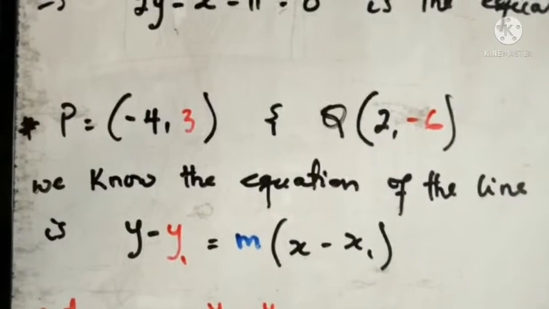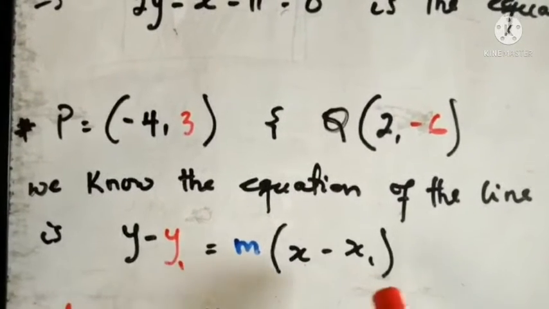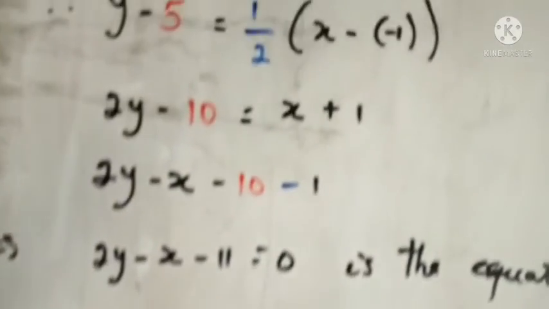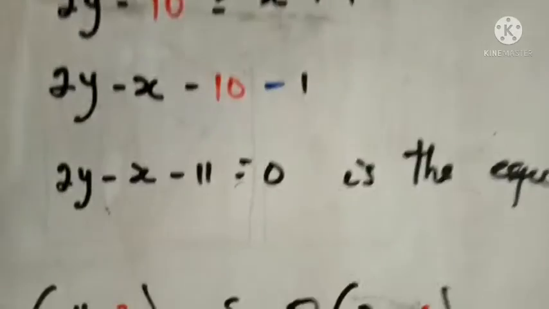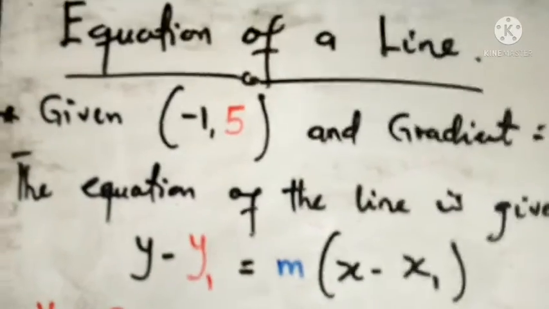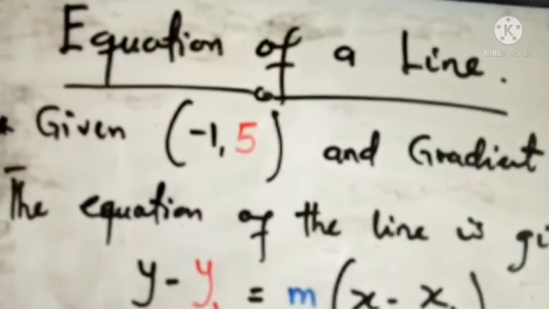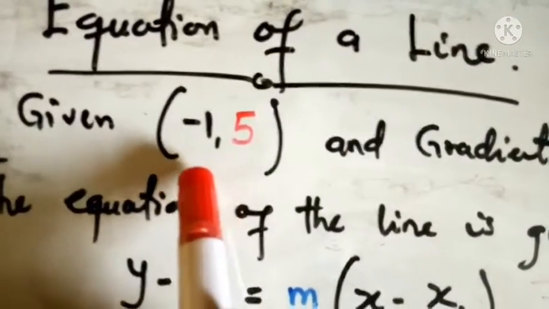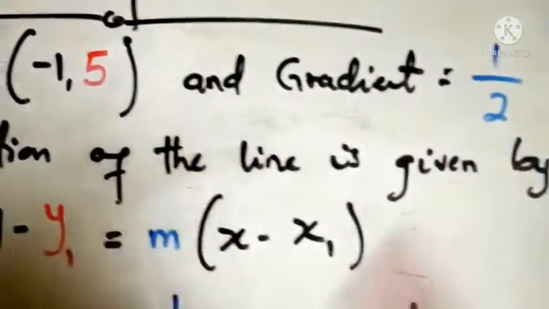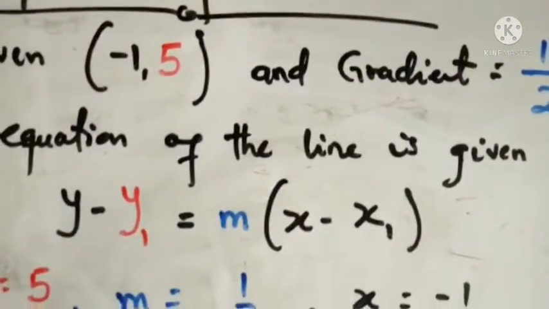We want to know the equations of a line from some of the given information. So let's look at the first question and see how to tackle information on equations of a line. From the question, we are given the point (-1, 5) and the gradient to be 1/2, and they say you should find the equation of the line.